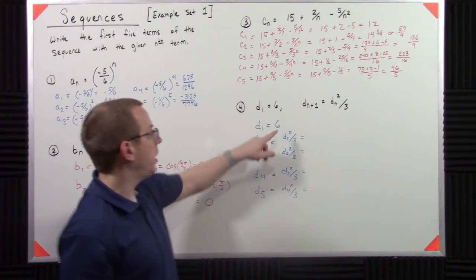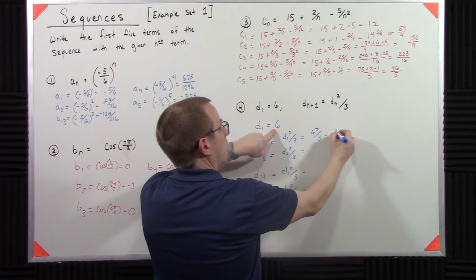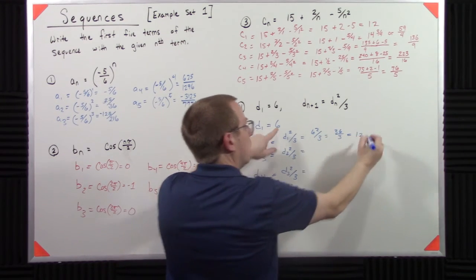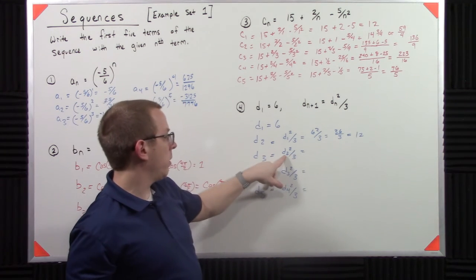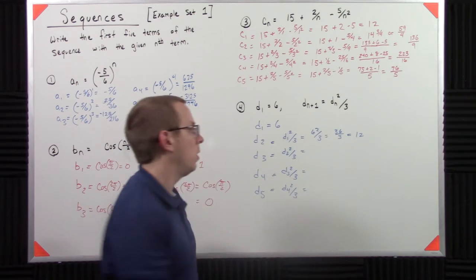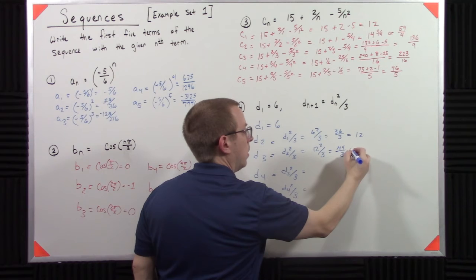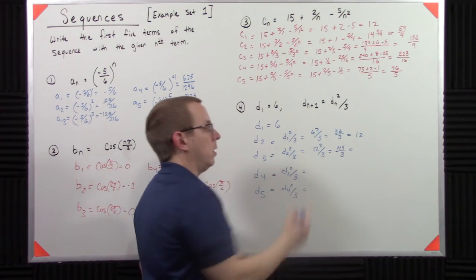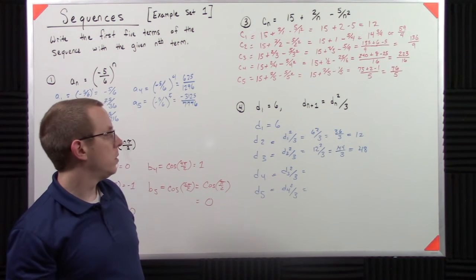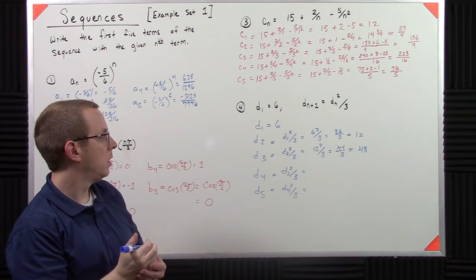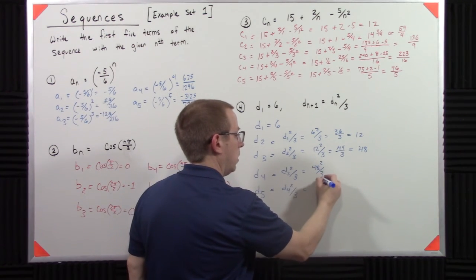So then I can start plugging in. I say, okay, well D1 is 6, so 6 squared over 3. Well, that's 12. Okay. So then I say, okay, well I need to square D2, so I have to square this term, which is 12 squared over 3. So what's that, 48? So that becomes 48. Then I have to do 48 squared over 3.